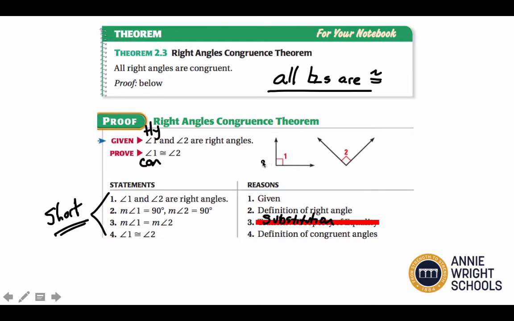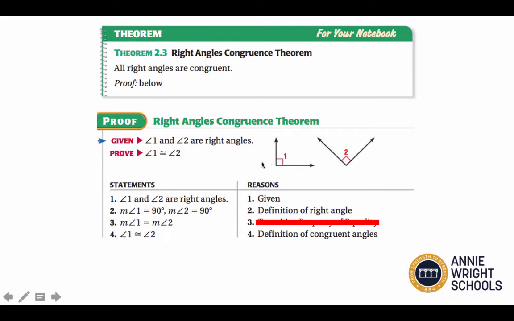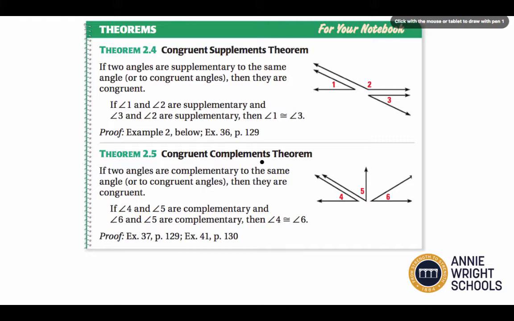Another important theorem that we use a lot that kids don't remember, but it shows up and it's so useful when you remember it, are the supplements theorem. I'm not going to say congruent, just supplements theorem and the complements theorem. If you read them, they seem obvious. They seem like we should know that this makes sense. We will prove the supplements theorem in class, but it says if two angles are supplementary to the same angle or to congruent angles, then they are congruent.